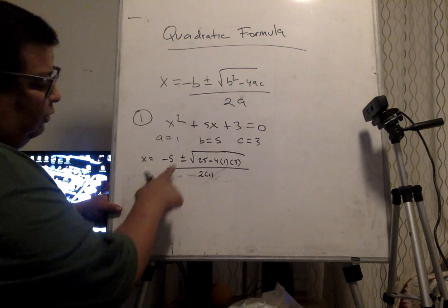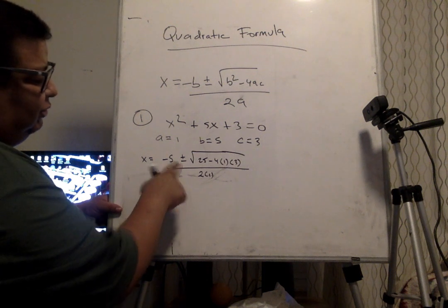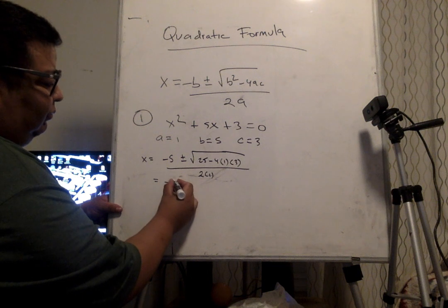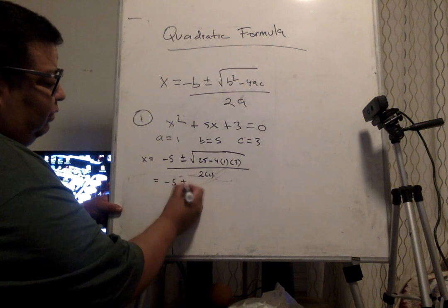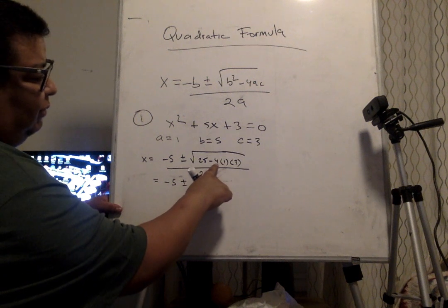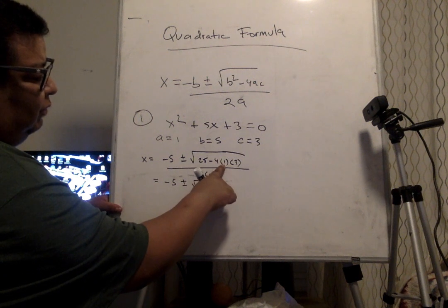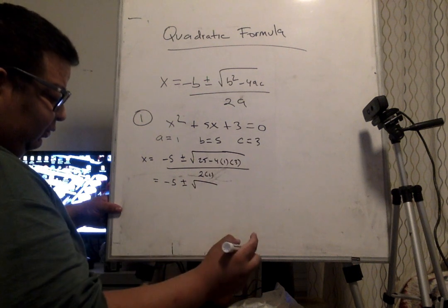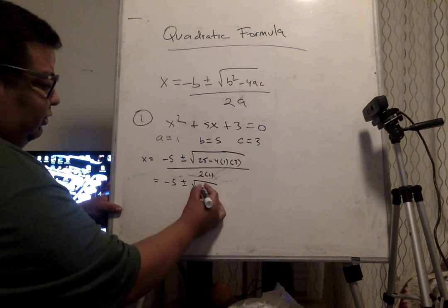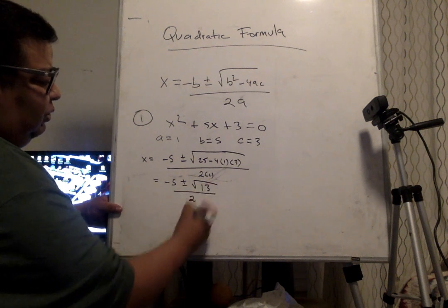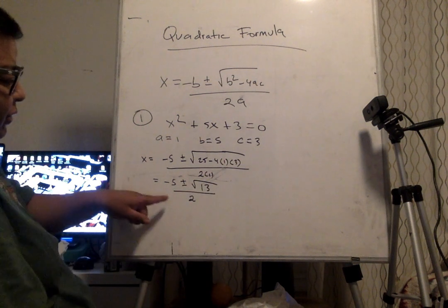When you have a positive value under the root, that means that you have two answers: negative 5 plus or minus the square root of 25 minus 4 times 1 times 3, which is 12. 25 minus 12 is 13, and then all over 2. 2 times 1 is 2. So there you have your answer.